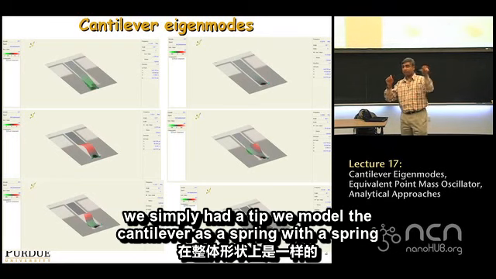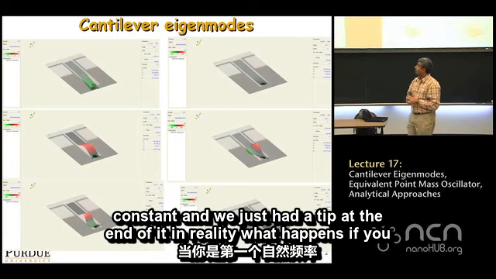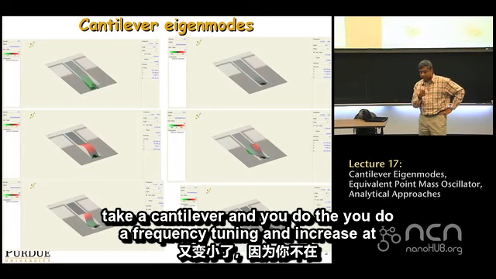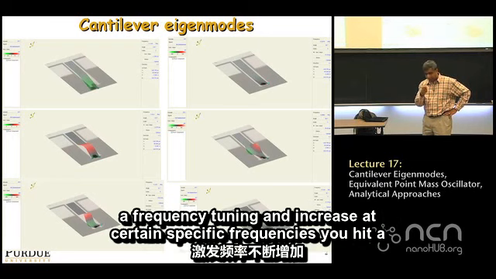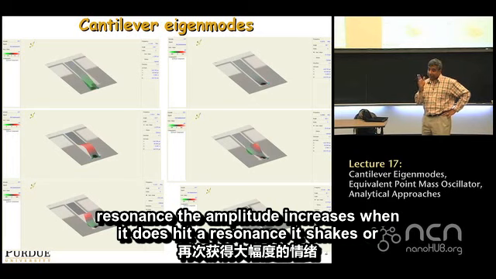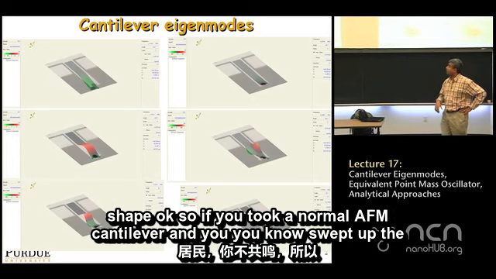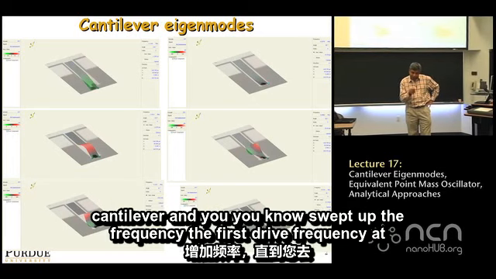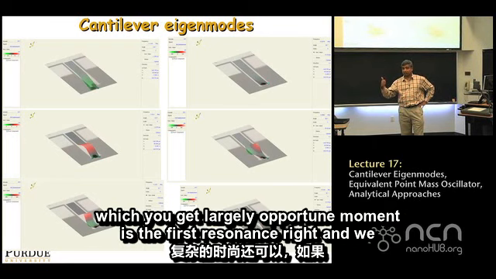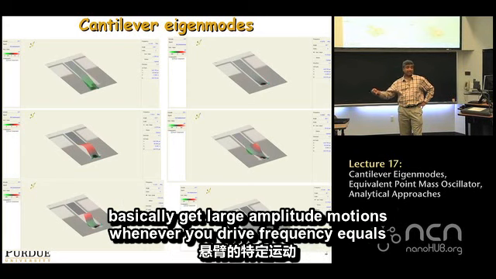So remember that when we did all our modeling of cantilevers, we simply had a tip. We modeled the cantilever as a spring with a spring constant, and we just had a tip at the end of it. In reality, what happens is if you take a cantilever and you do a frequency tuning, at certain specific frequencies, you hit a resonance, the amplitude increases. When it does hit a resonance, it shakes or oscillates in a very characteristic shape. Okay? So if you took a normal AFM cantilever and you swept up the frequency, the first drive frequency at which you get large amplitude motion is the first resonance, right? I mean, basically you get large amplitude motions whenever your drive frequency equals natural frequency, okay?